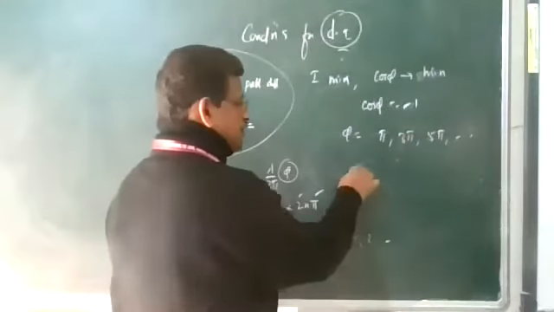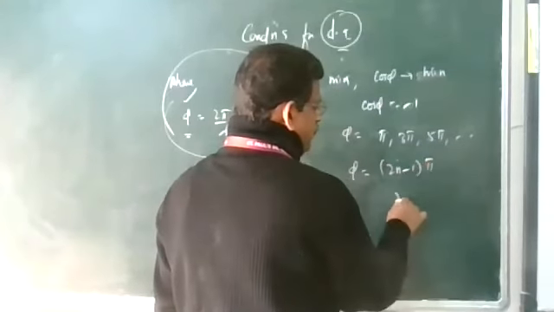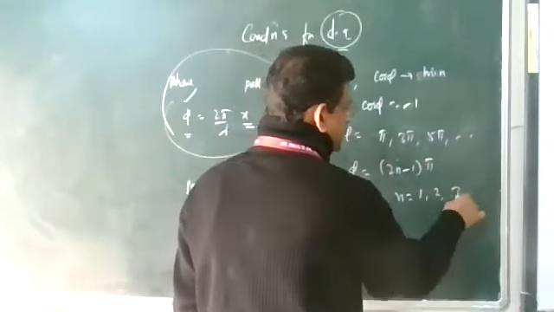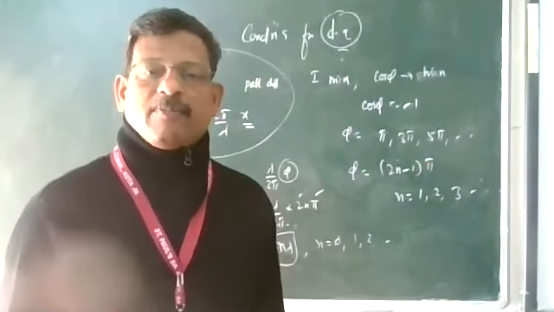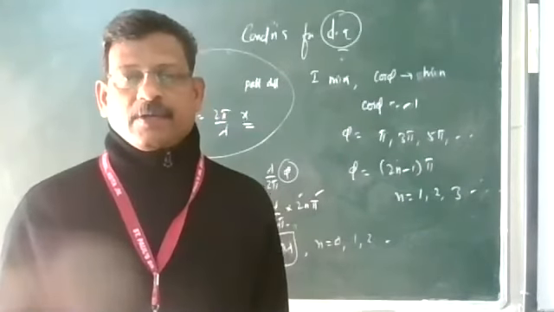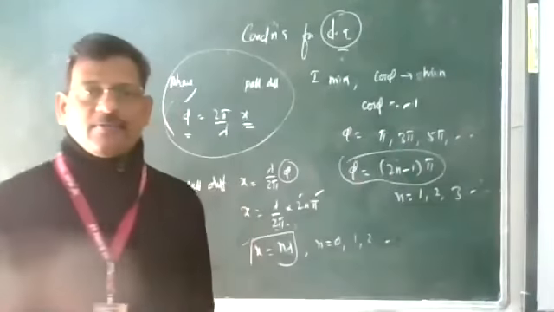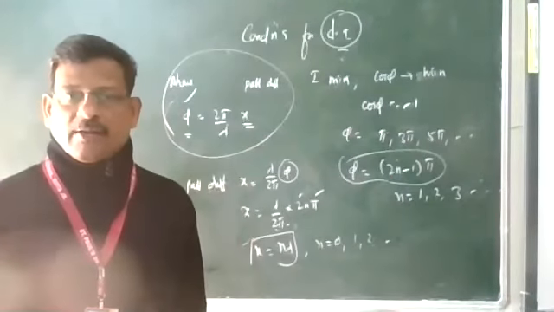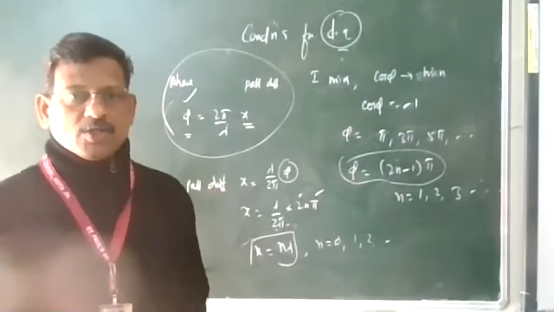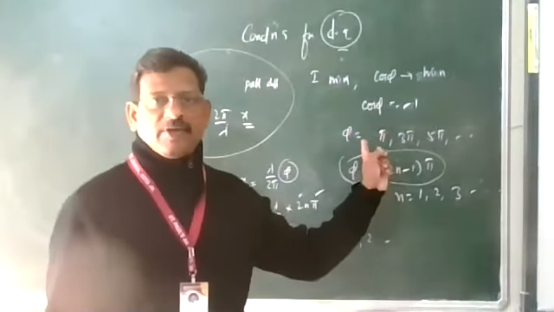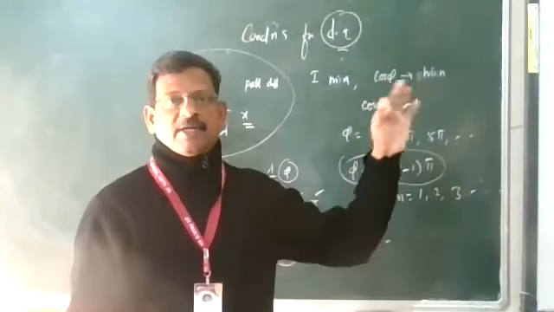So the general equation is phi equal to (2n minus 1) pi, where n equals 1, 2, 3, etc. If you want to start from 0, you can write (2n plus 1) pi. The convenient equation is (2n minus 1) pi, an odd integral multiple of pi, since cos 180 is minus 1. So when the phase difference is pi, 3 pi, 5 pi, we get minimum intensity on the screen.